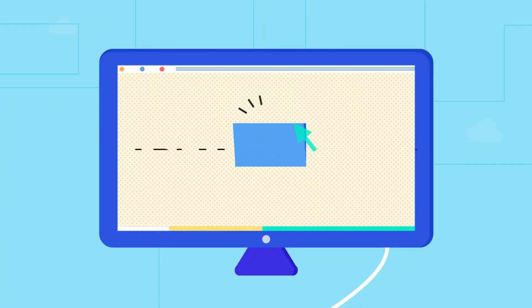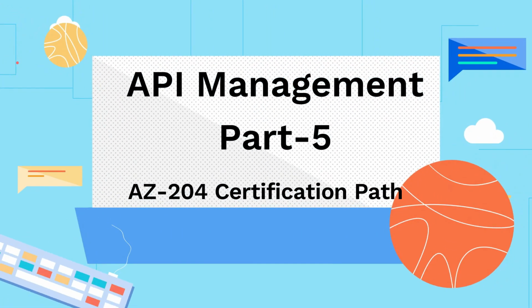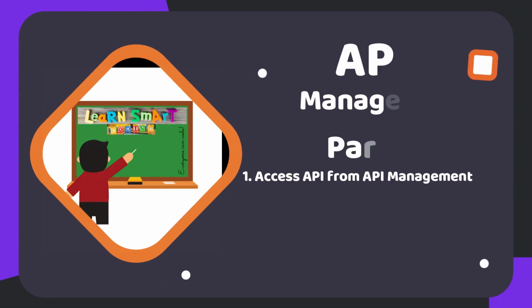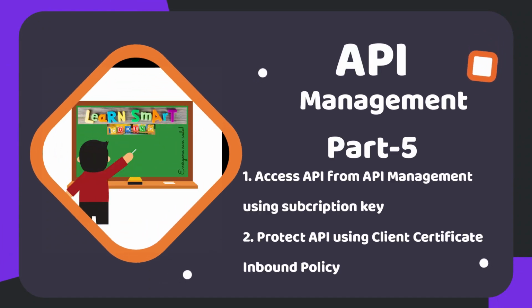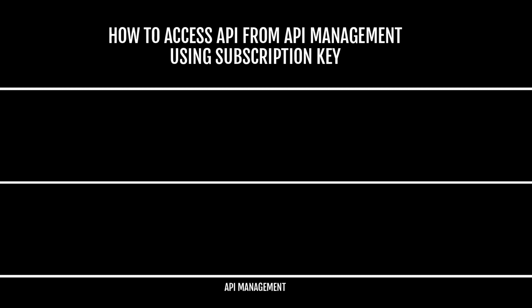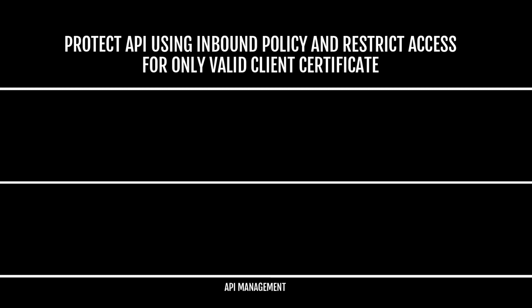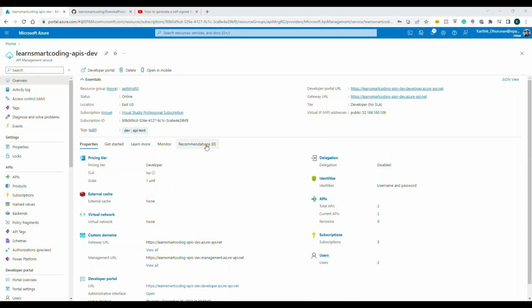This is a continuation of the API management demo, and this is part 5. In this video, we are going to see how to access the APIs using our gateway URLs through Postman. I will cover two important demos in this video. One is how to access the API with the keys, and the next one is to apply some inbound policies and see how the policy works. Especially the one that we are going to apply today is the client certificate verification policy.